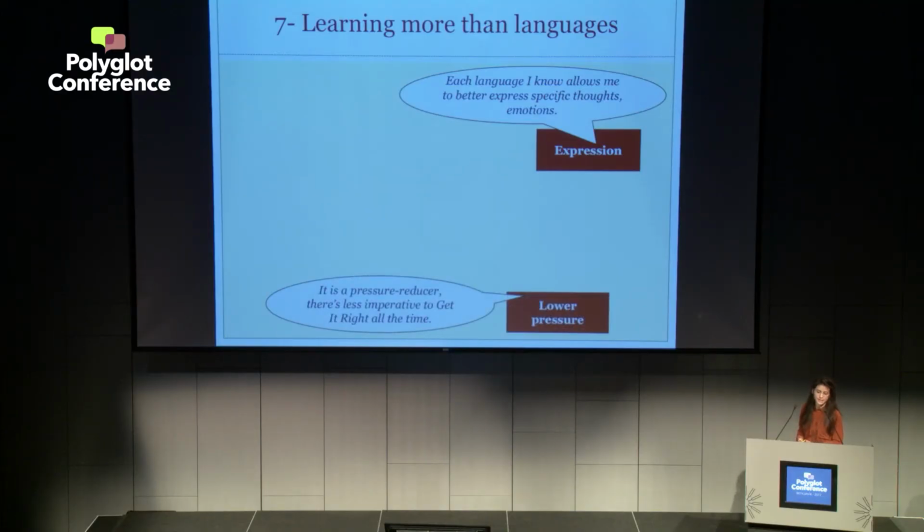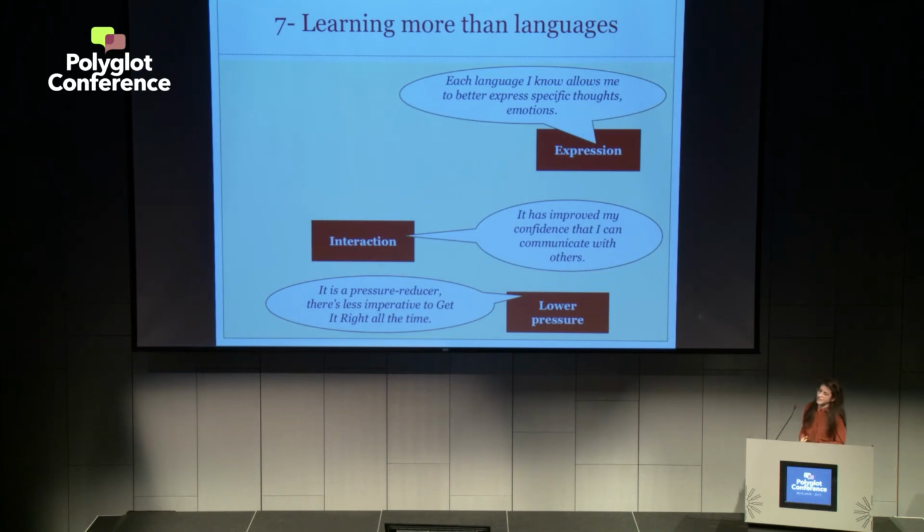Another thing was that it lowered the pressure. For example, it is a pressure reducer. "There's less imperative to get it right all the time." And again, that came up a lot, that when they were speaking their second or third language, if they made mistakes, it was fine, because the person they were talking to wouldn't think they are making mistakes because they're weird, because they have autism. No, they made mistakes because it's their second language. You can make mistakes, and that's fine.